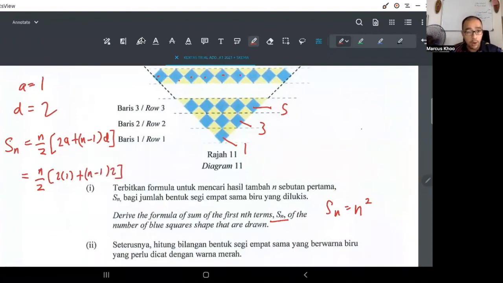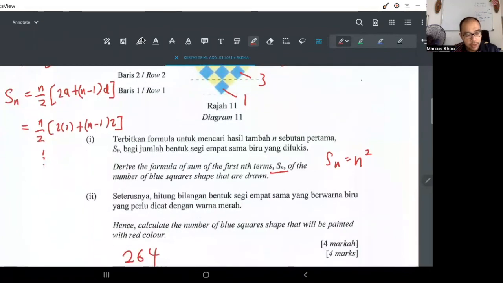Okay, now all you need to do is simplify all this and you will get this answer. Okay, just simplify it. This is obviously an arithmetic progression. It's about 1, 3, 5 and so on and so forth. So Sn equals n squared is the derivation. After you derive and simplify this, you will get Sn equals n squared.